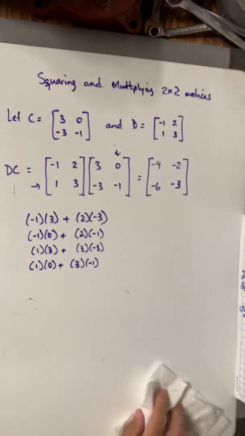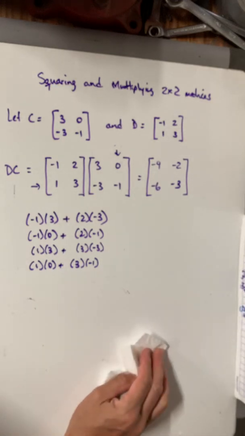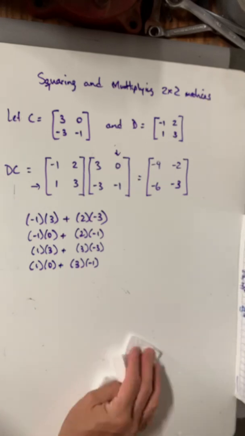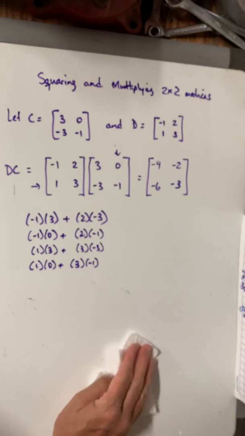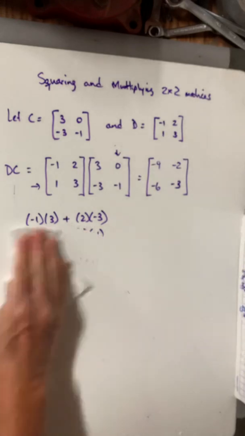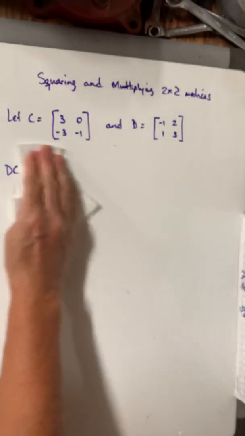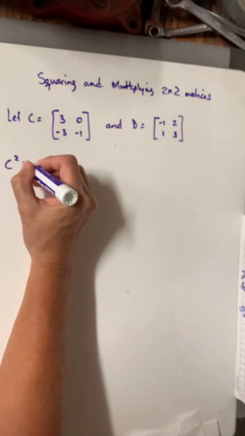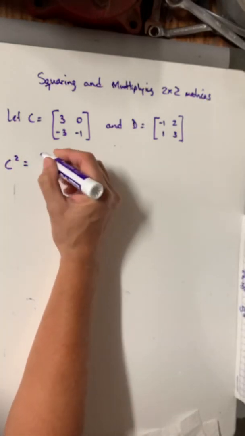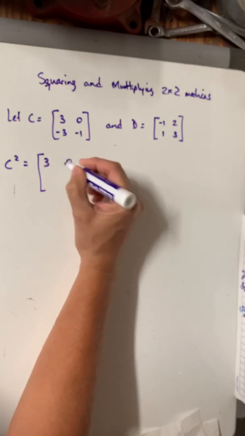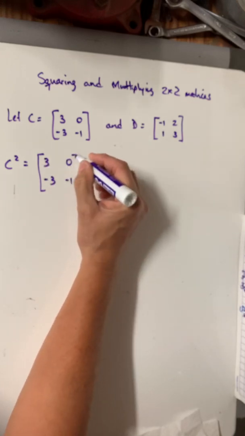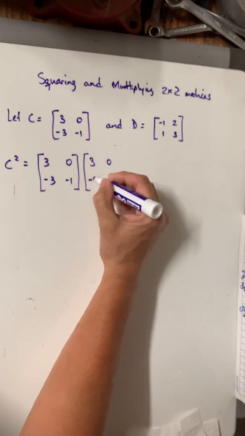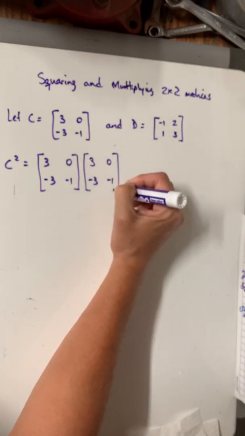Okay, so the last one is done the same. It's just a little confusing to figure out what they mean by c squared. So what we want to do is set up c squared. And c squared is nothing more than c times c. So I'm going to go 3, 0, -3, -1 times 3, 0, -3, -1.